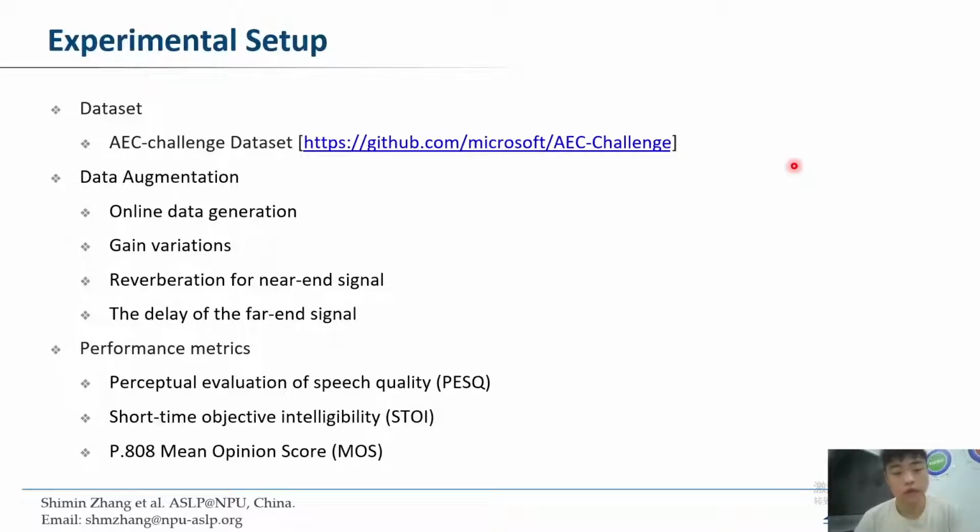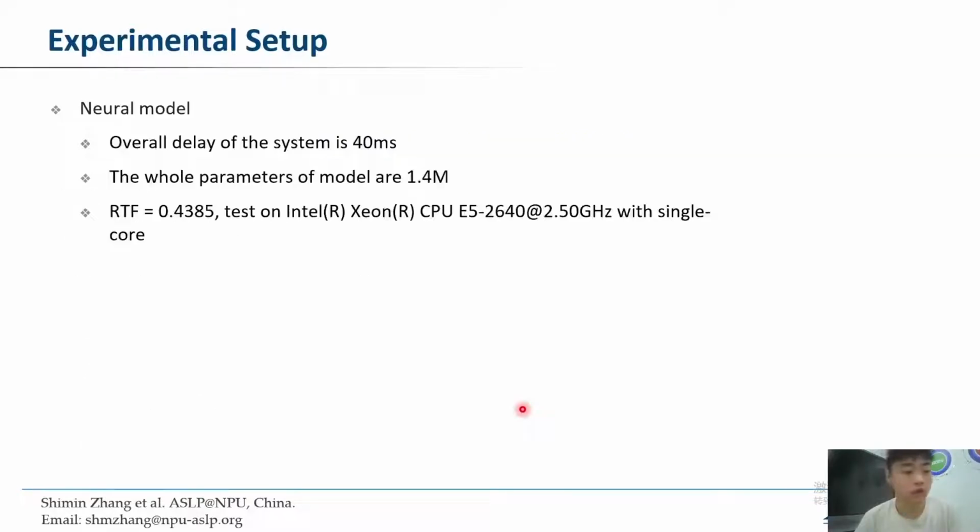We use perceptual evaluation of speech quality, short-time objective intelligibility, and mean opinion score as performance metrics. The system delay is 40 milliseconds, including a window length of 20 milliseconds, a hop length of 10 milliseconds, and one frame of look-ahead feature information. The RTF of the network is tested in single core mode.